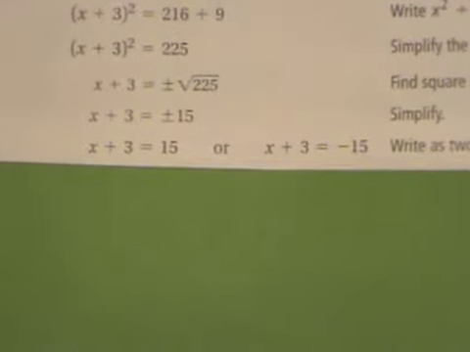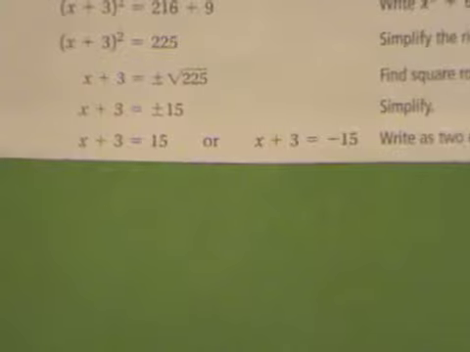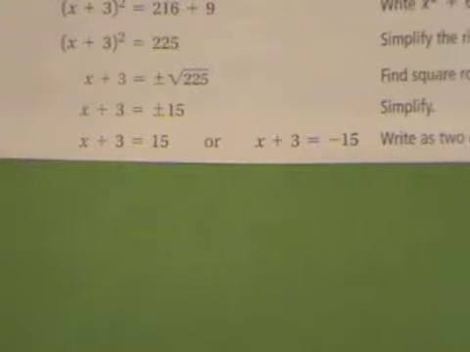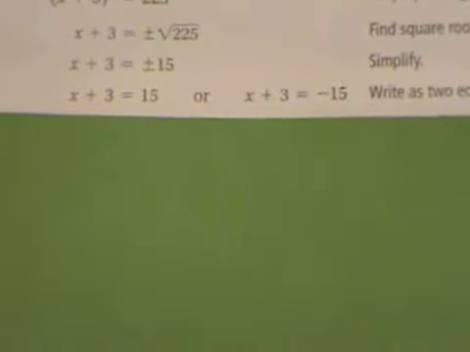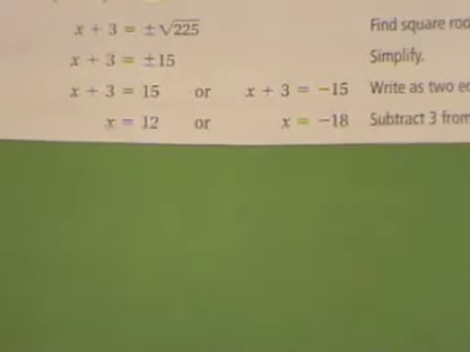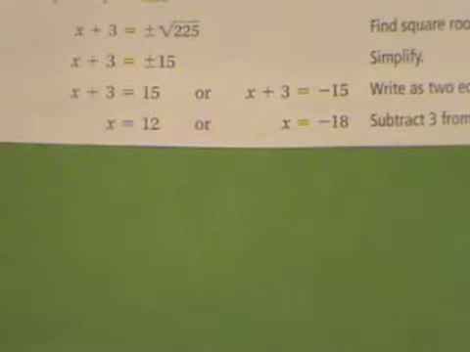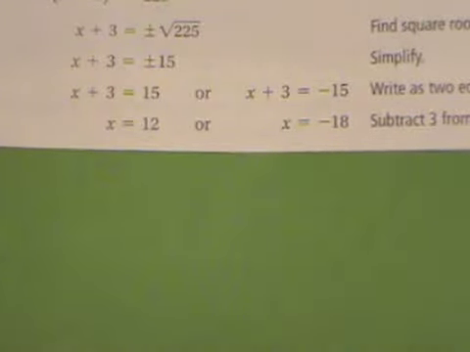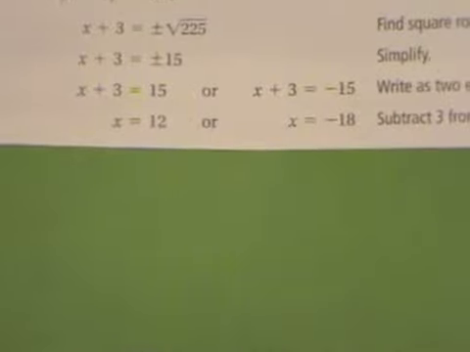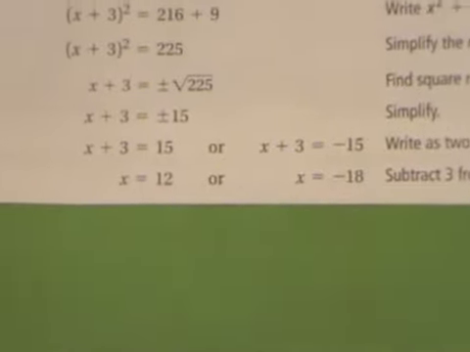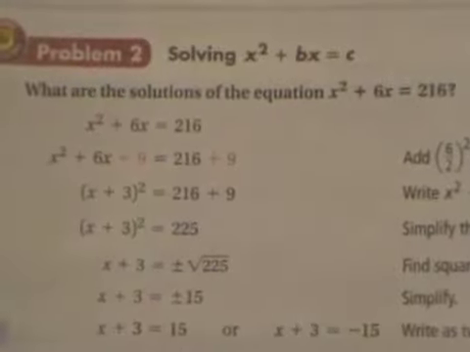So we have, yeah, they wrote it as two separate equations, and then they simplified it. So x is going to equal 12, or x is going to equal negative 18. Those are your two solutions for this original equation.